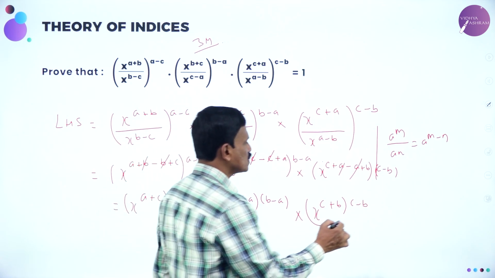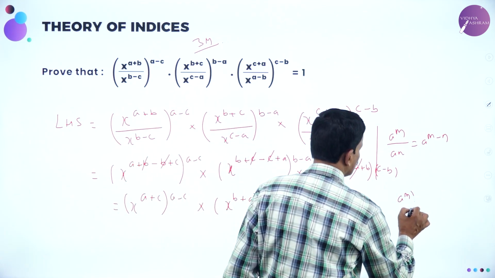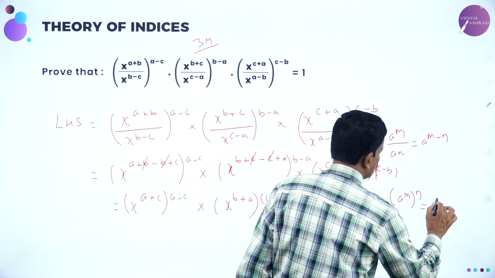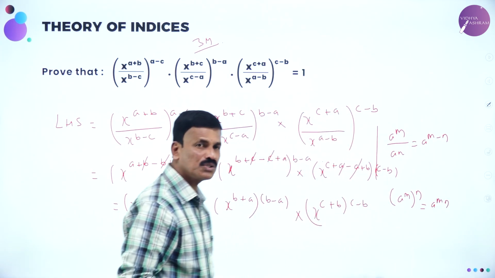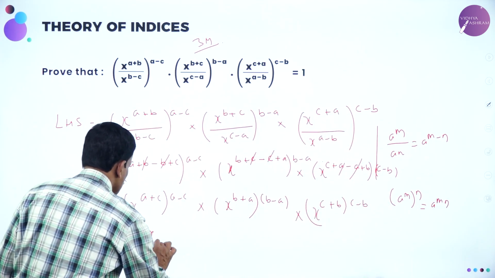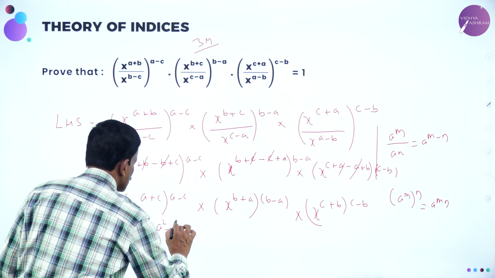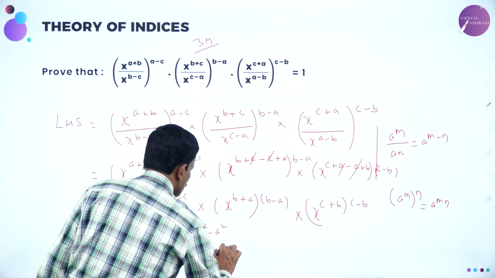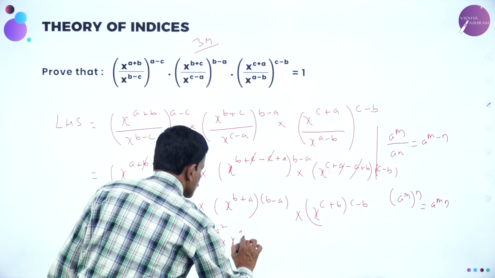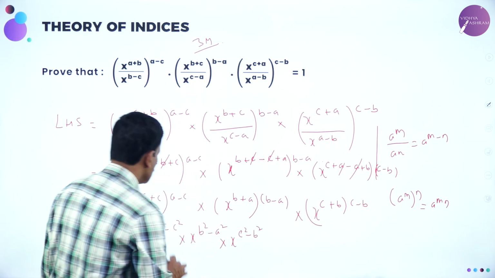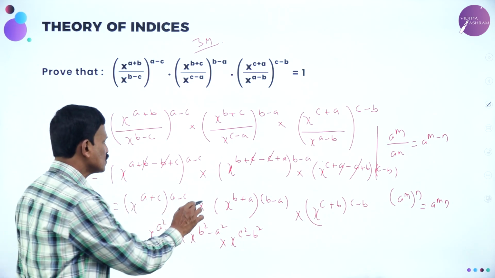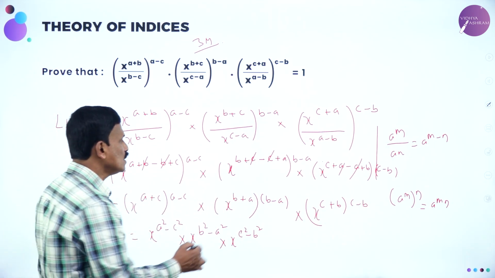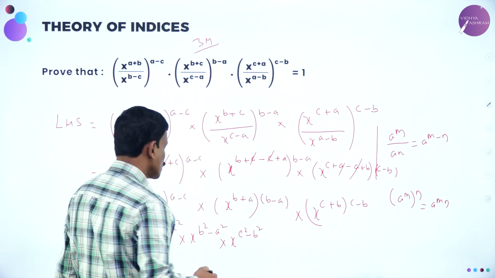Now, again using this law of indices, a to the power of m whole raised to n is equal to a to the power of m into n. This can be written as x to the power of a square minus c square into x to the power of b square minus a square into x to the power of c square minus b square. A into a is a square minus c square, b into b is b square minus a square, c into c is c square minus b square.